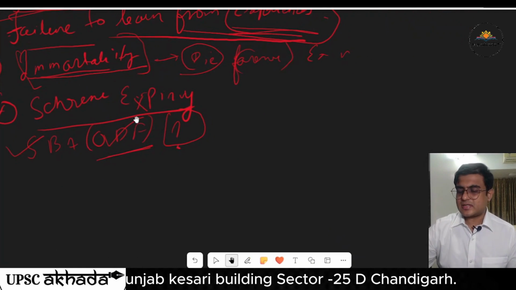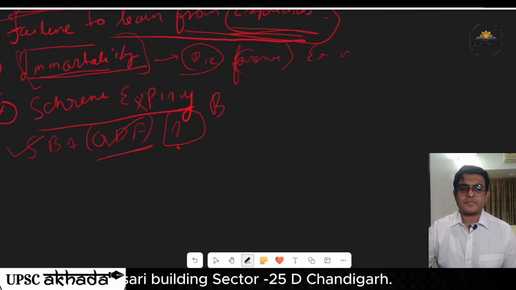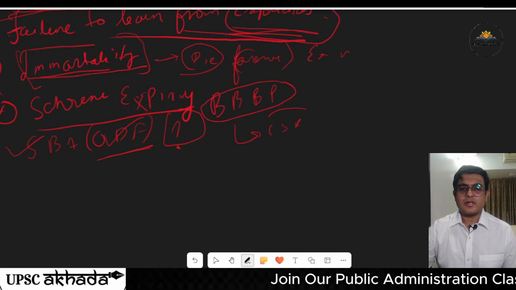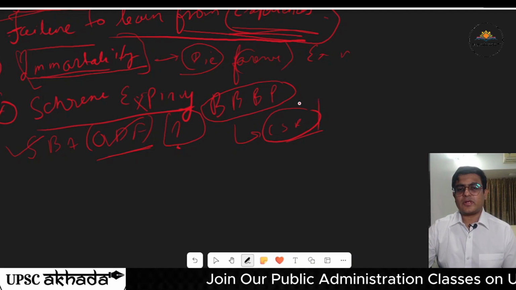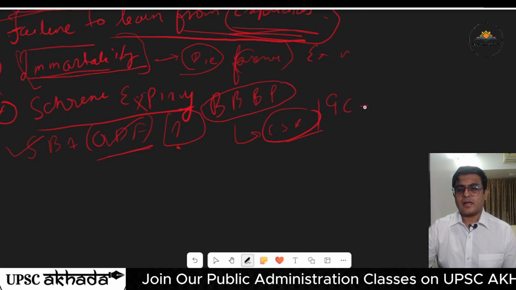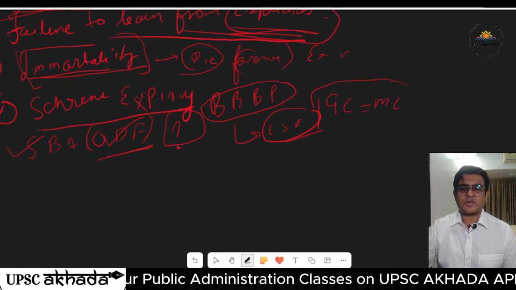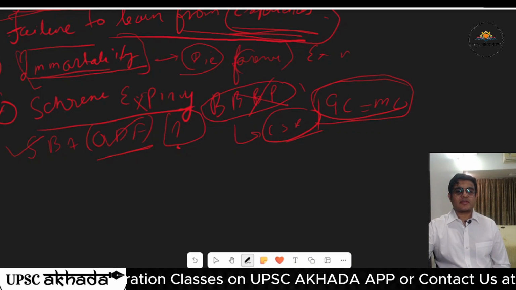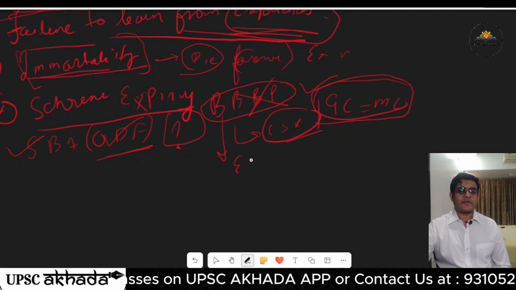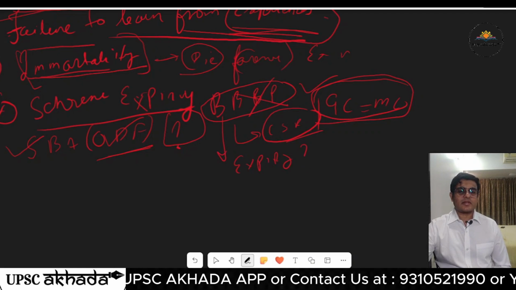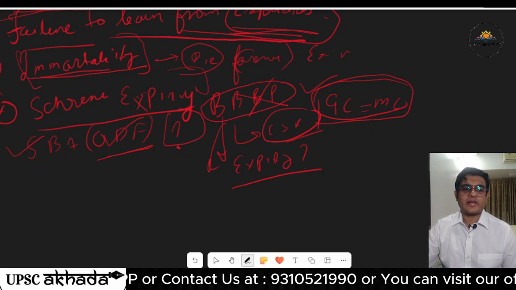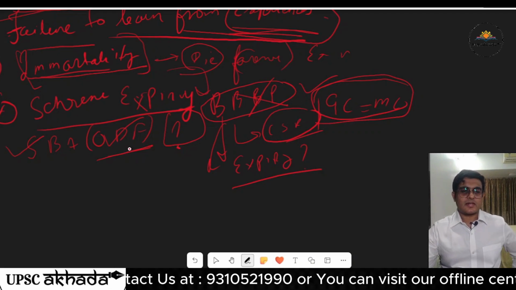Or consider one more scheme, Beti Bachao, Beti Padhao Yojana. If the child sex ratio reaches equality between the girl child and the boy child, then why continue this once it reaches that? Is there an expiry date for this? Will this continue forever? He says this immortality of programs is surely a sin committed in an organization.